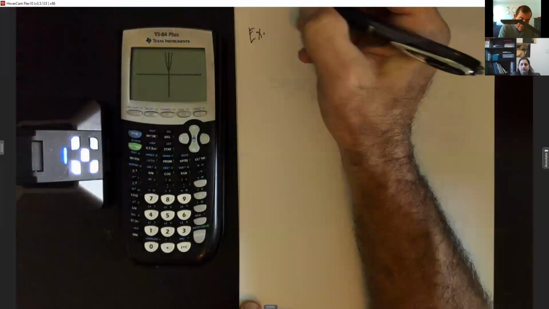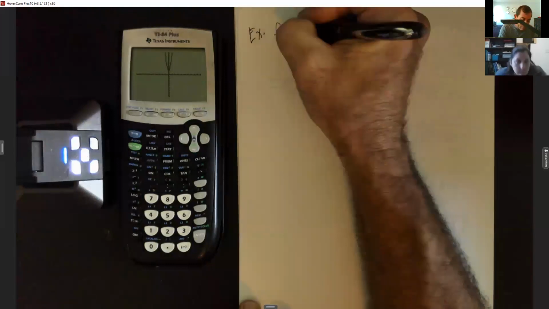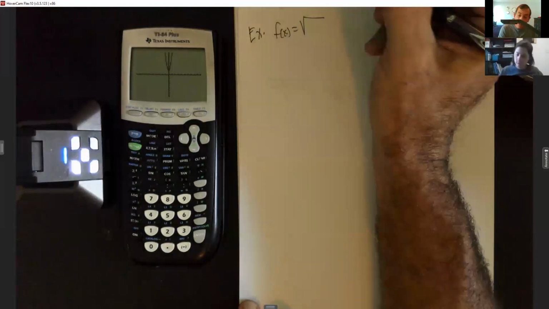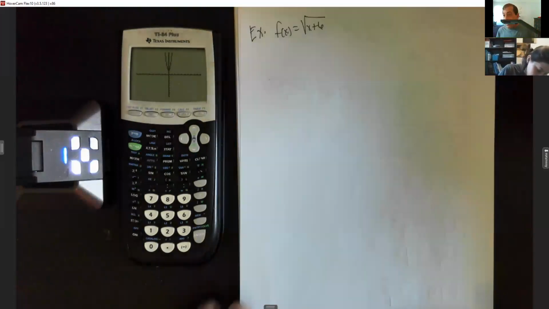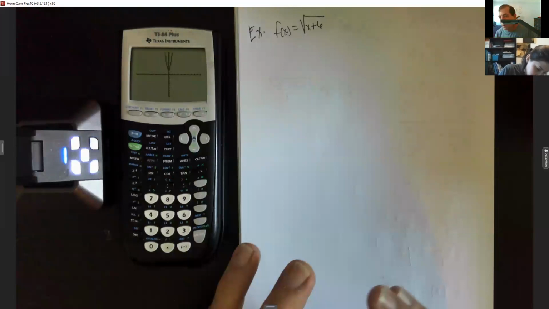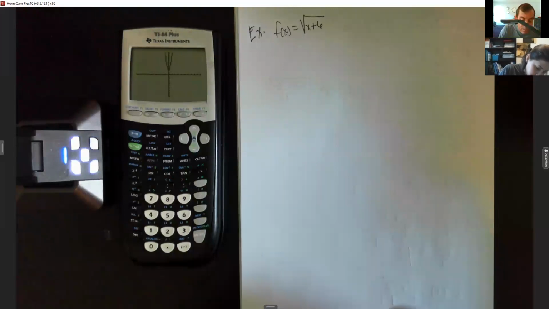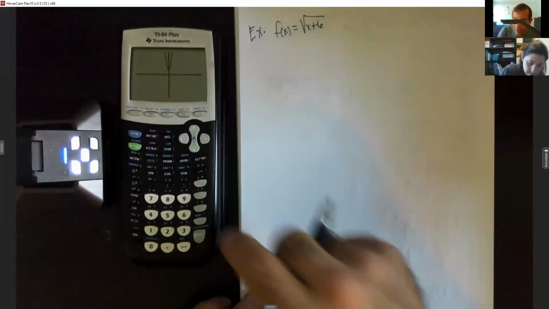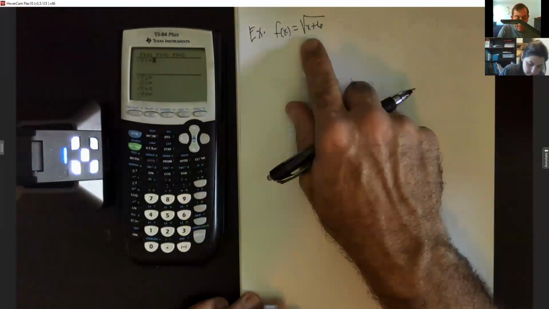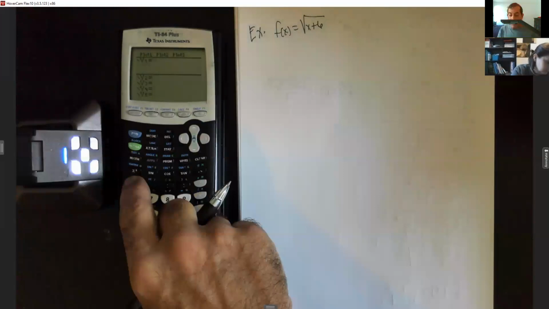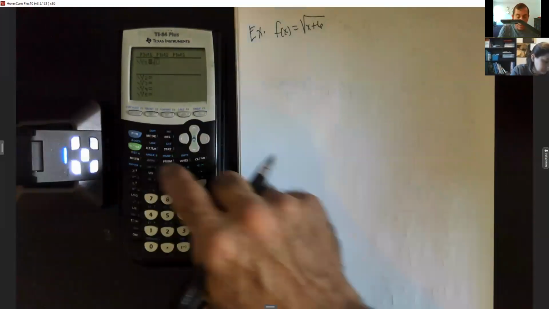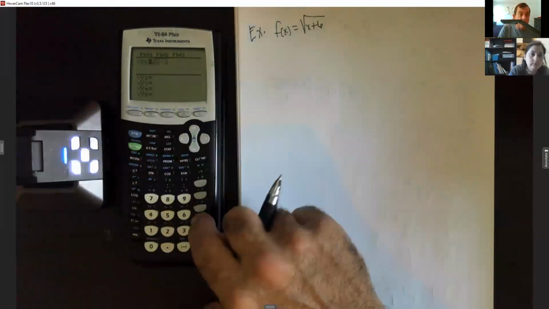F of x equals the square root of x plus 6. So this time it's going the other way. They're giving me the radical first instead of something being squared. So let me see. Go to y equals. To get that square root, you hit the second button and then the x squared button. It brings up a radical. And then I'll put my x plus 6.